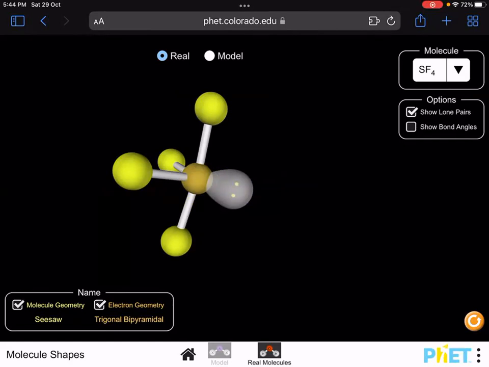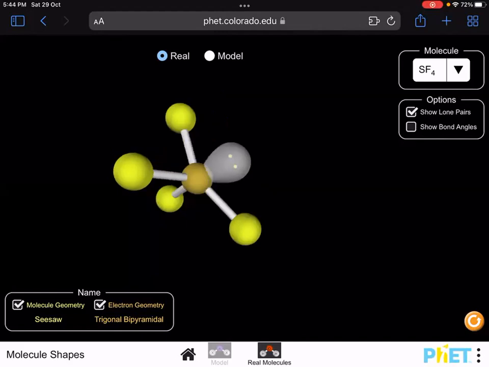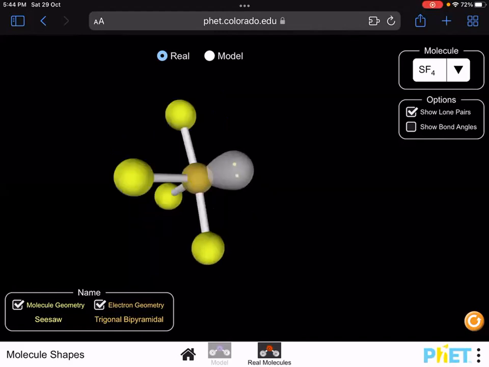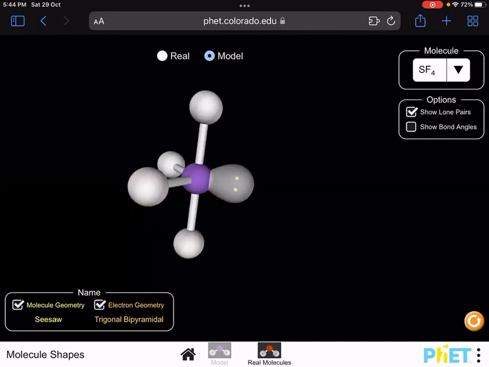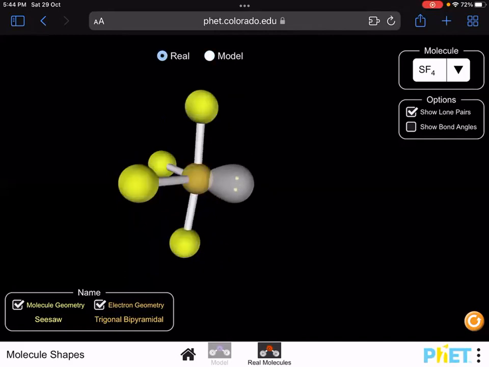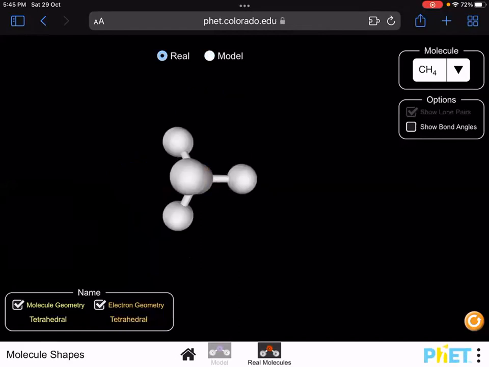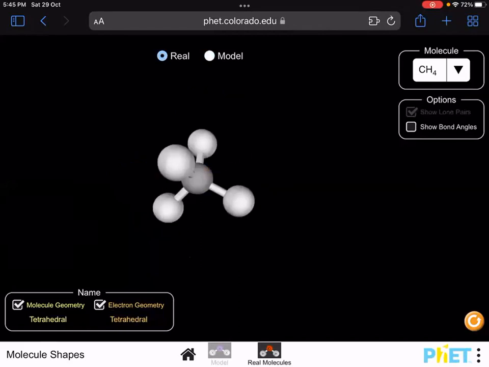So the molecular geometry is seesaw, right? With the electron pairs considered, it's trigonal bipyramidal. It's like this. When you take models, it is a model, but SF4 is a real, really existing molecule. That's why we have chosen SF4. You can choose any molecule like methane. See, this is tetrahedral.